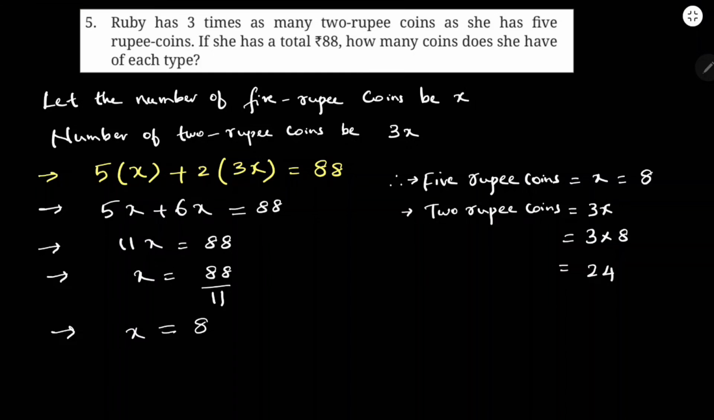So Ruby has 8 5 rupee coins and 24 2 rupee coins.